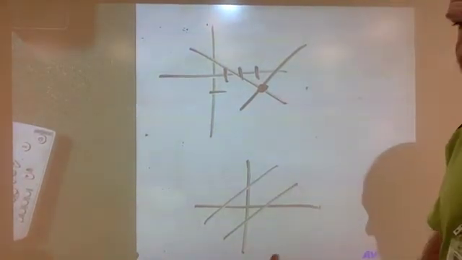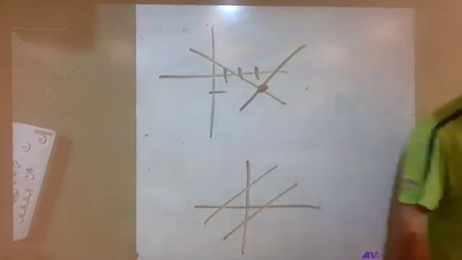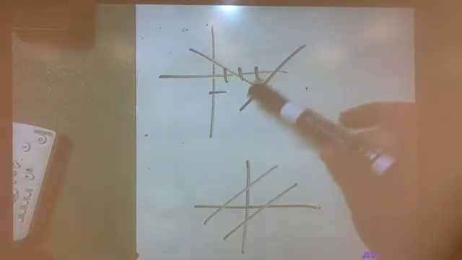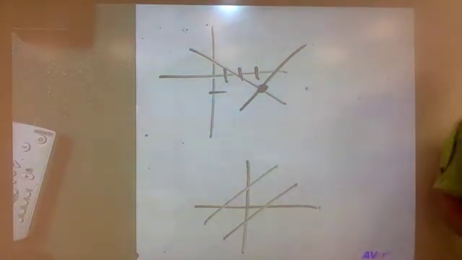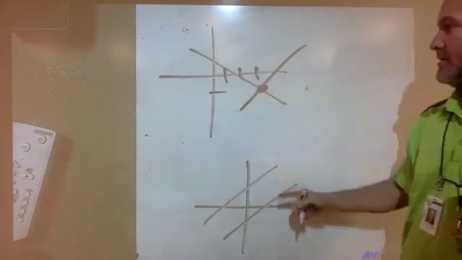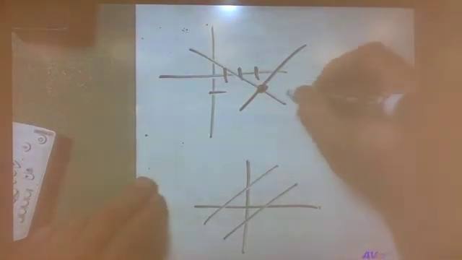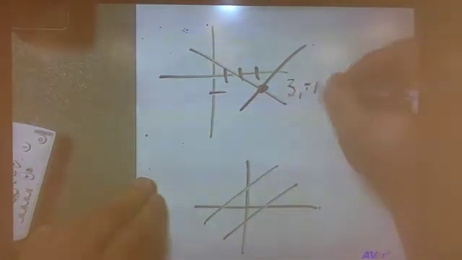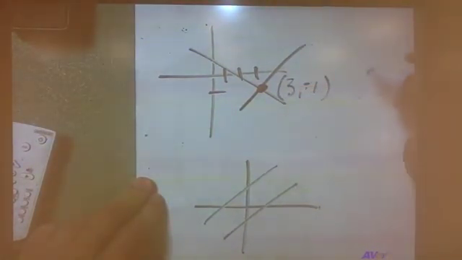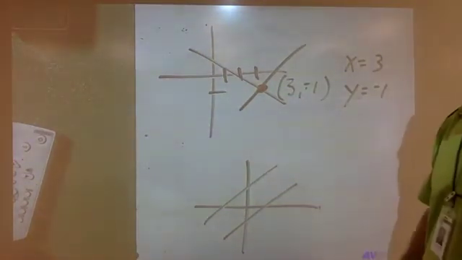This is a little bit of review from yesterday. We solved by graphing. And when you graph two lines, they're going to intersect at one point only, and that point is the answer to the problem. So right here, these 2 points intersect at (3, -1). Therefore, x is equal to 3 and y is equal to -1. That's the solution to that system of equations.